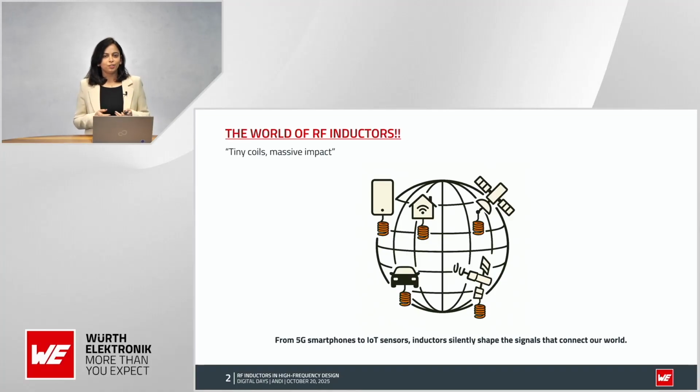Let me start with a quick question. Have you ever wondered how your mobile phone, your Wi-Fi, and even the radio in the car, every time they get the right signal, even though there are thousands of other signals in the air? Behind this magic are tiny inductors playing their role in the background. From 5G smartphones to IoT sensors, inductors silently shape the signal that connects our world.